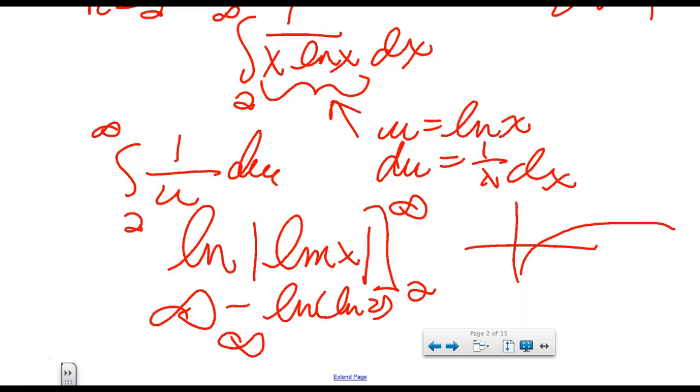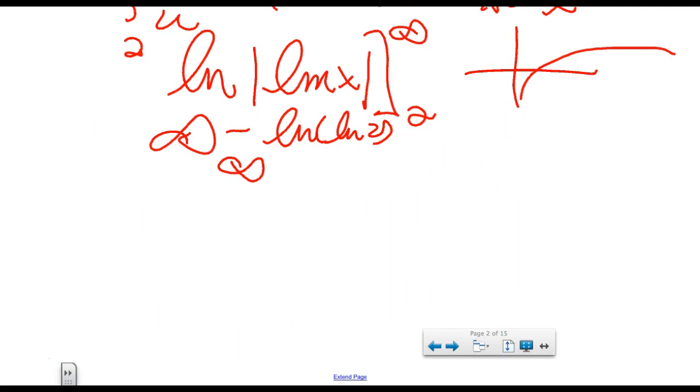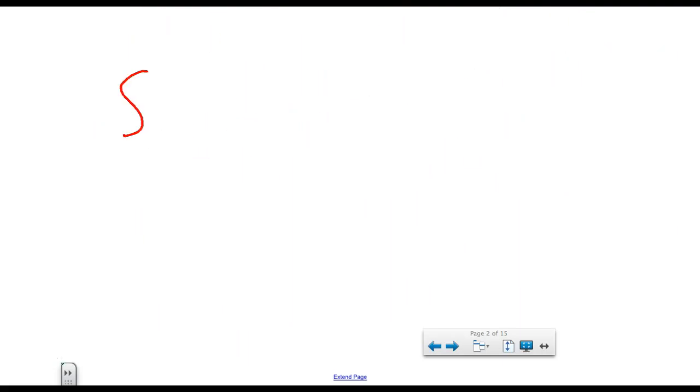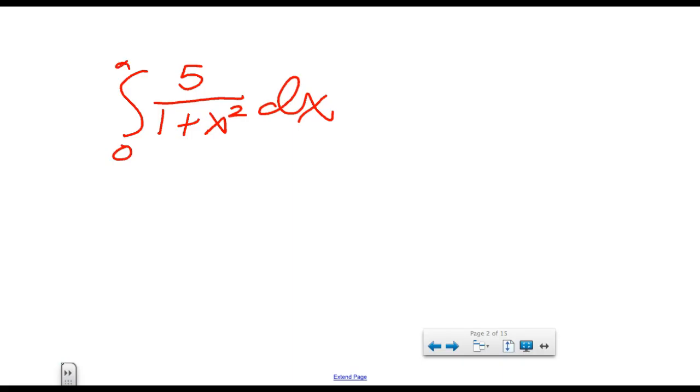Does that make sense? All right, so one other thing, just up for discussion. Let's suppose you had something like 5 over 1 plus x squared, from, I'm just making things up here, 0 to infinity. All right, so that's the integral.